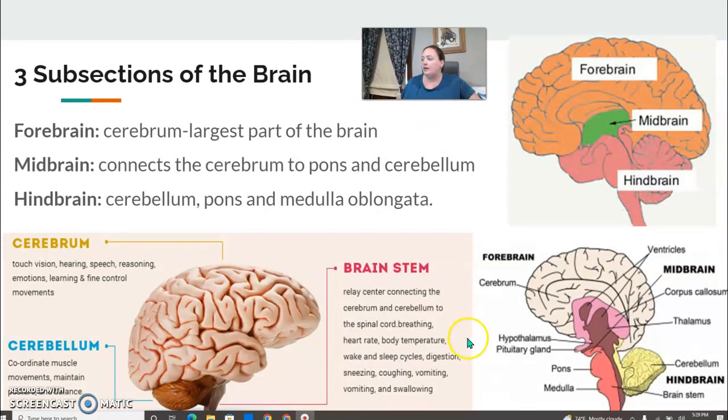We're going to do a quick anatomy review of those areas. So your three subsections of the brain are the forebrain, which is the cerebrum and the largest part of the brain. The midbrain connects the cerebrum to the pons and cerebellum, and then the hindbrain is the cerebellum, pons, and medulla oblongata.